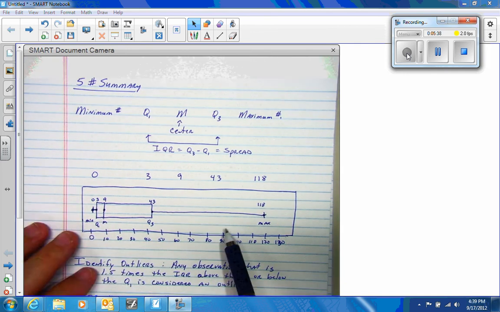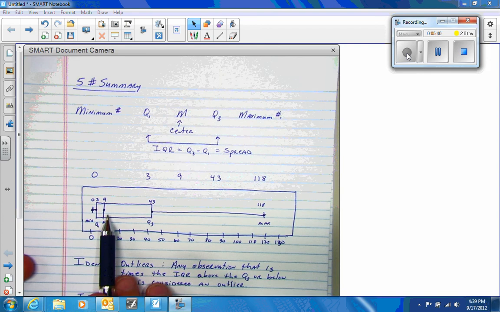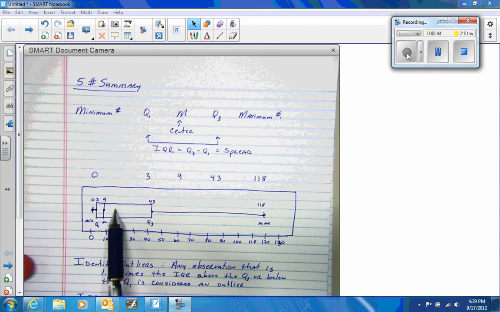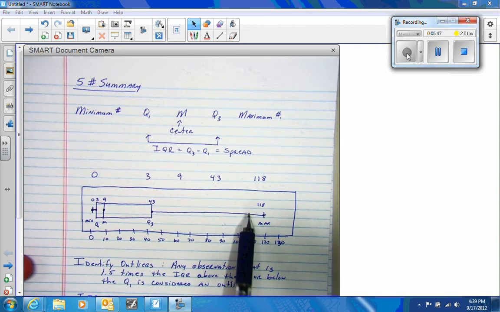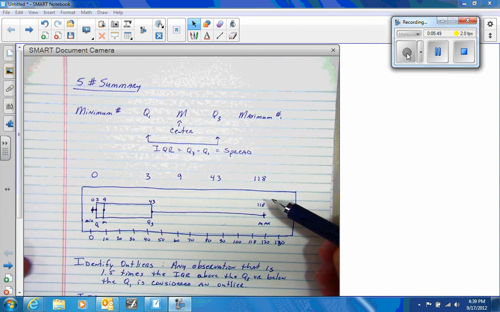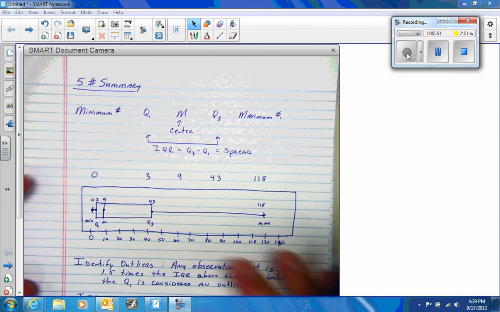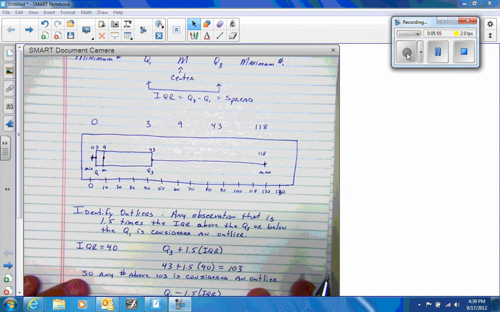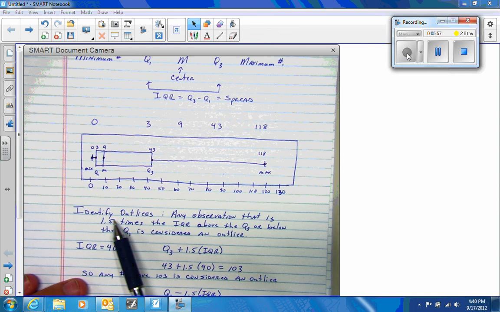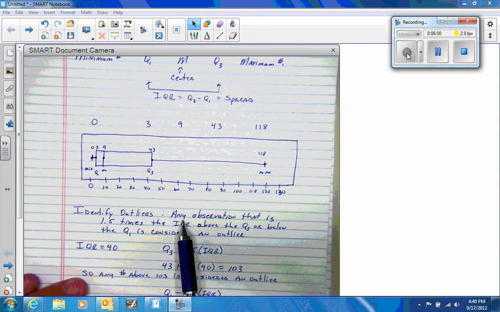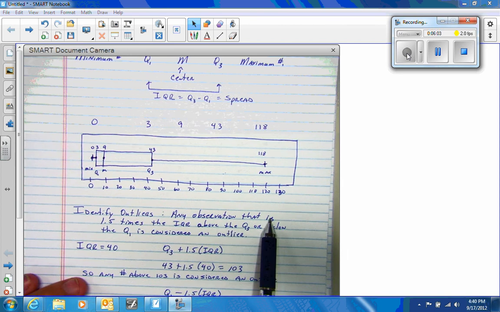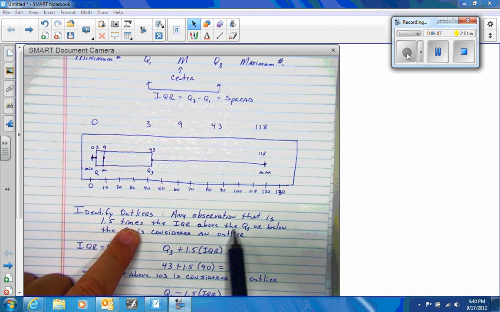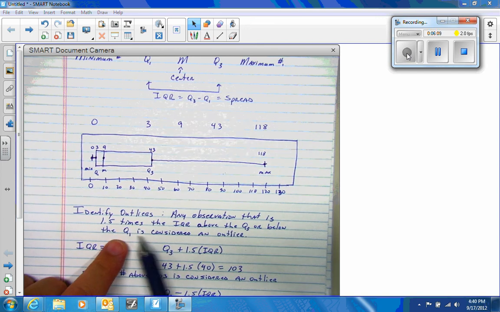And from here, what you can see is that your data is heavily skewed to the right based on this box. So it's heavily skewed to the right. Now, the other thing we're going to do, once we have done this, is identify any outliers. Okay? And the way we do that is, remember, any observation that is 1.5 times the IQR above the Q3 or below the Q1 is considered an outlier.